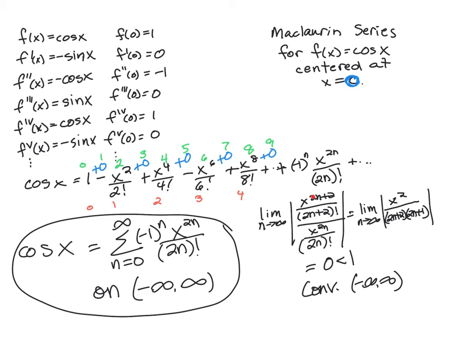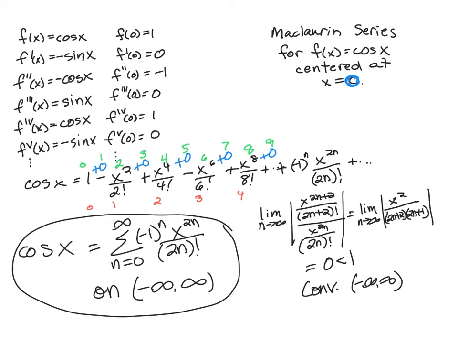Here's the next term. It's just like the last one. Invert the bottom and multiply. You have 2 more x's in the top than you have in the bottom, so they cancel. You're left with the x squared. And when you write out this factorial as (2n+2) times (2n+1) times (2n) factorial, that guy cancels, and you're left with those two guys.